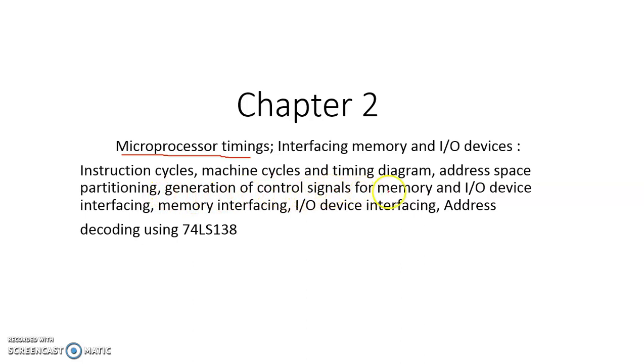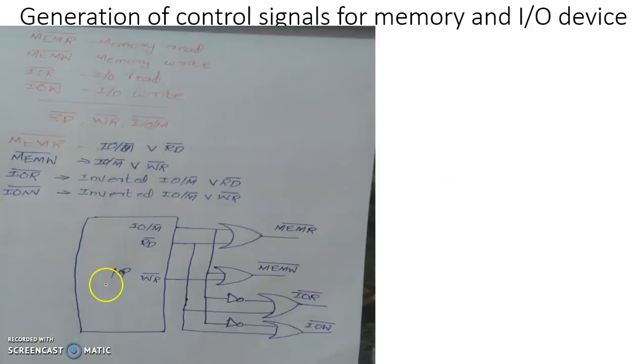Generation of control signals for memory and I/O device interfacing, memory interfacing, I/O device interfacing, address decoding using 74LS138. These are the things that we have to discuss. So let's see address space interfacing, memory and address and I/O devices. Before that, generation of control signals for memory and I/O devices.